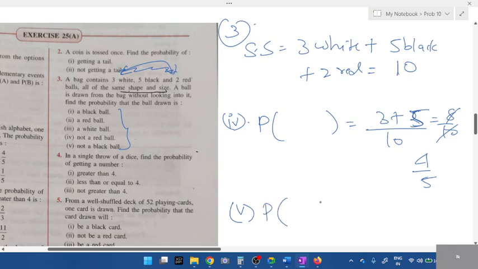Now tell me the answer for not a black ball. Except black, what are the other two things we have? Yes, red and white. 5 by 10 is the answer.